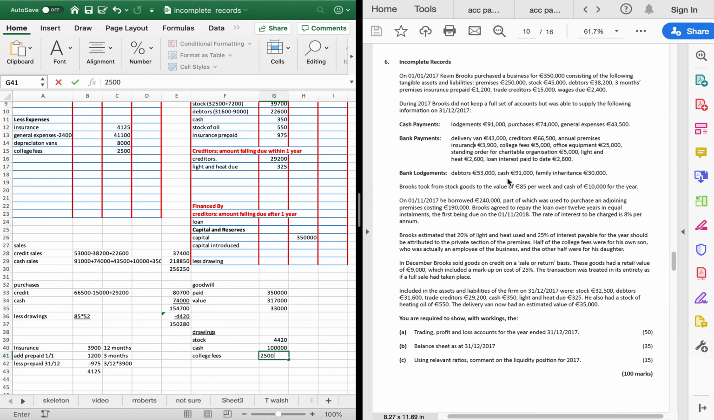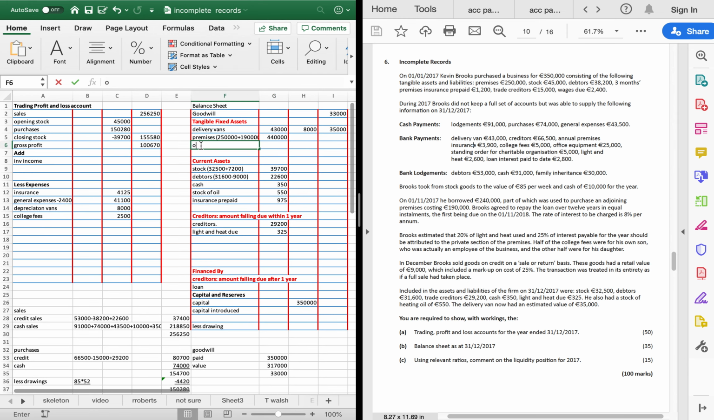Okay. Office equipment. So office equipment costs 25,000. That's an asset. I don't think there was any depreciation on it, but we'll see later on. Standing order for charitable donation. We know that's an expense. That's called a covenant. And that is 5,000. That's roughly where I got to today.